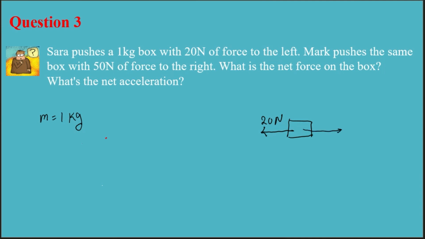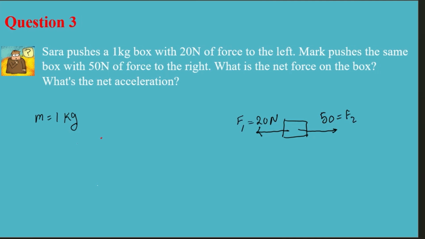So there is another force of 50. I'm going to call it F2, and this one is F1. The first part asks, what is the net force on the box? Let's go back to Newton's second law. Based on Newton's second law, F is equal to ma, and that is the sum over F, correct?